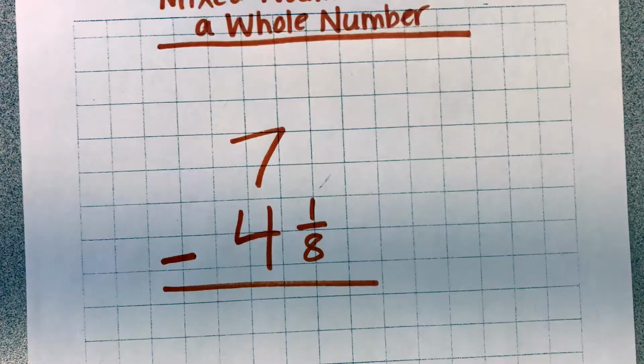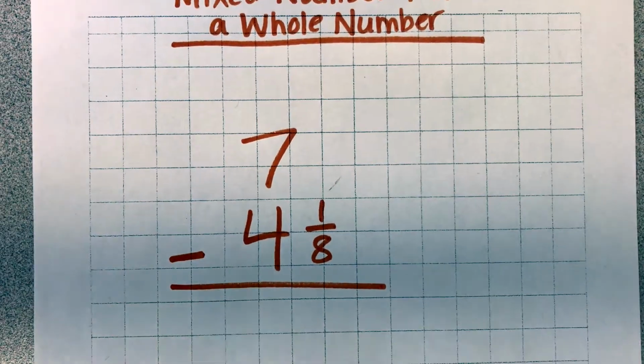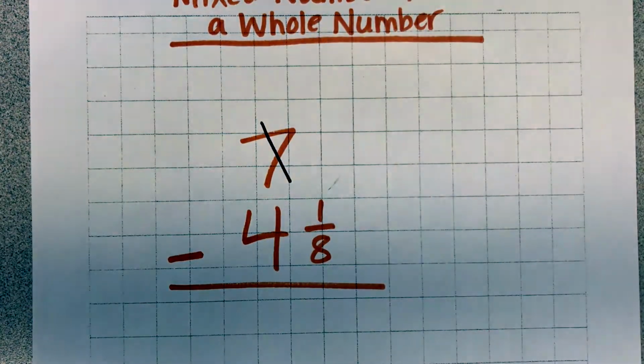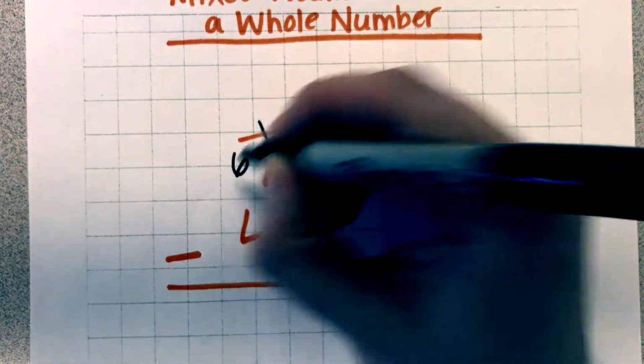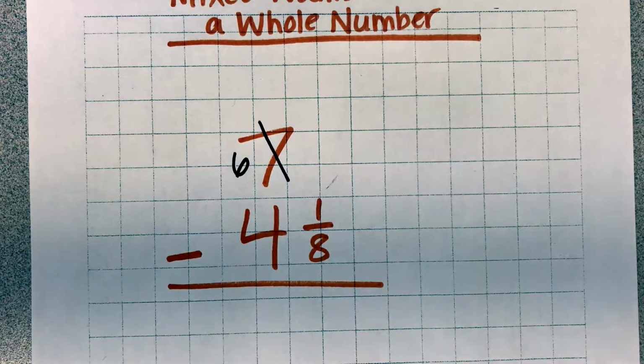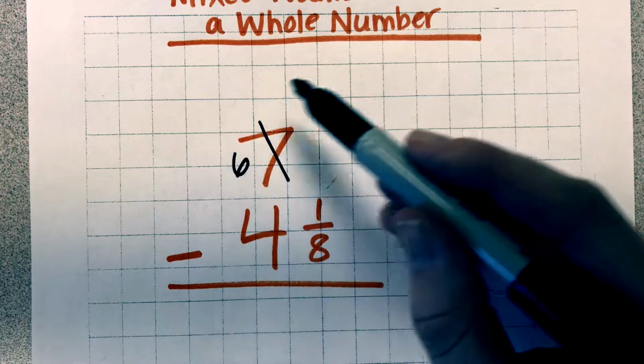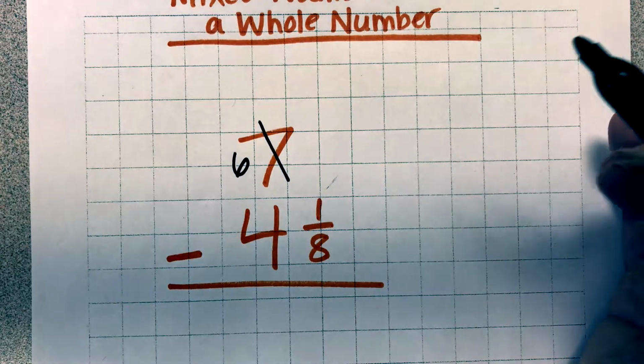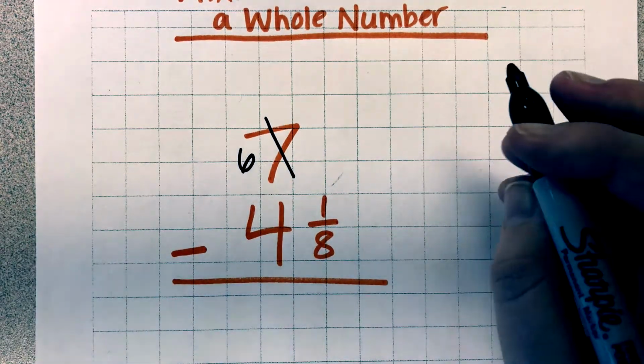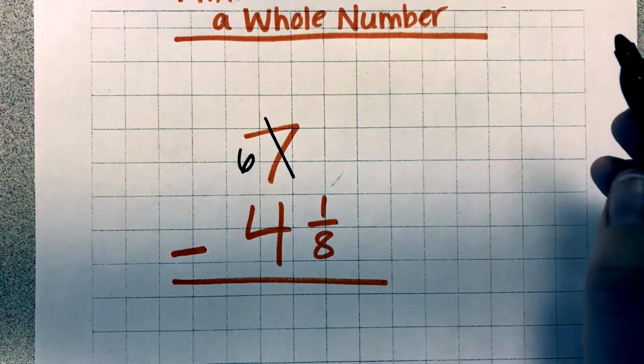Now the way that you can do this is pretty simple actually. All you have to do is borrow from the 7, so cross out that 7 and turn it into a 6. Now we've just borrowed from the 7, turned it into a 6, and we have a whole number just floating in the air, and we have to figure out what we want to do with it.